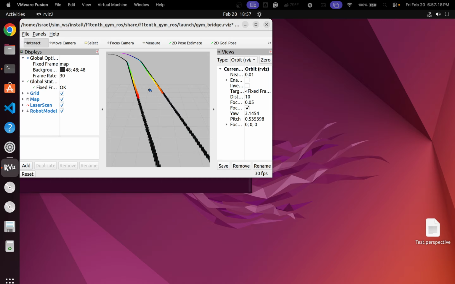You need to source ROS. Do you remember how to source ROS and stuff? Every new terminal you open, you're going to have to do that. So now I do copy here.